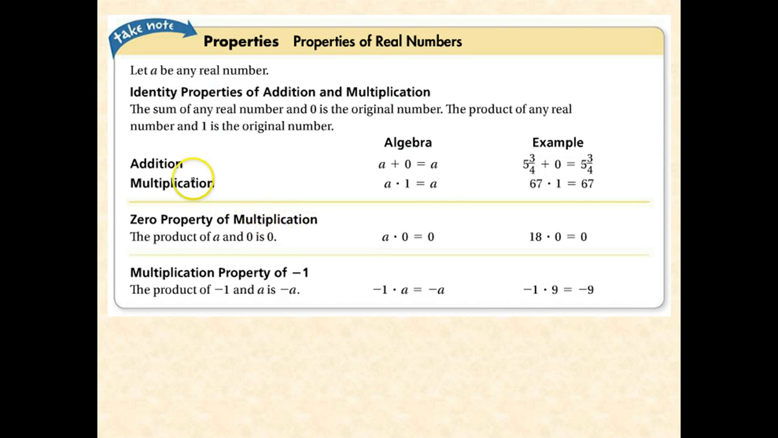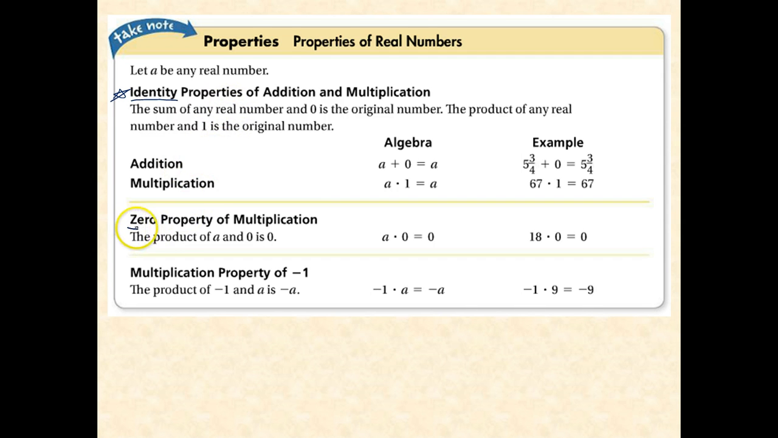Some more properties. We've got the identity properties of addition and multiplication. Identity means that you're going to do something to the number and get the same number back. So for addition, the identity is 0. Any number plus 0 is the same number. That's the identity property of addition. The identity for multiplication is 1 because any number times 1 equals itself. So those are the identity properties of addition and multiplication.